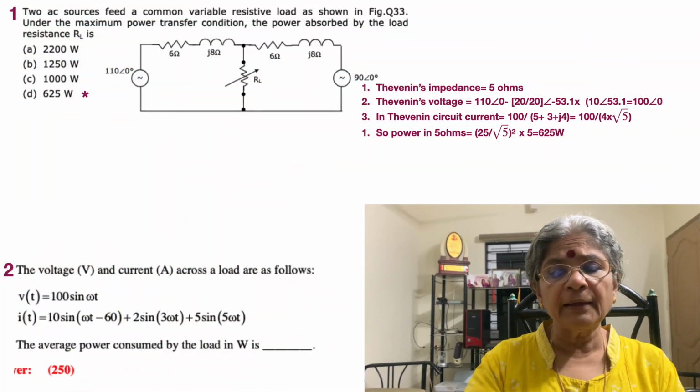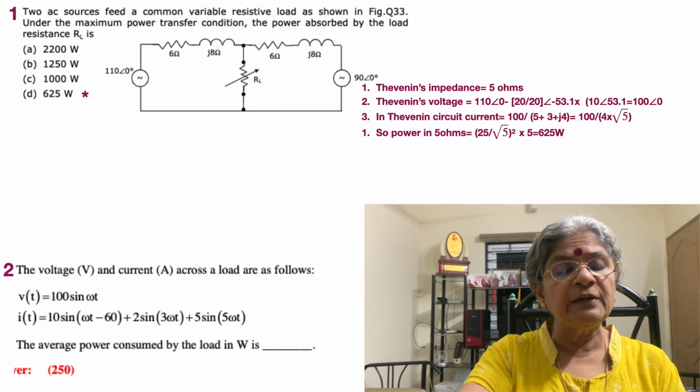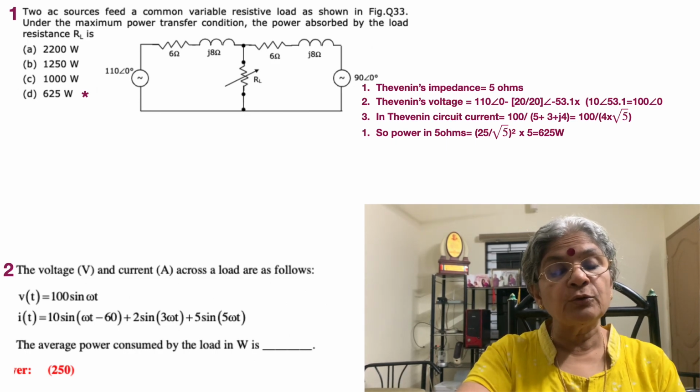The second problem, again we are having a statement problem. It says that the voltage v and current i across a load are as follows. v(t) is equal to 100 sin omega t, and i(t) is equal to 10 sin(omega t minus 60) plus 2 sin 3 omega t plus 5 sin 5 omega t.